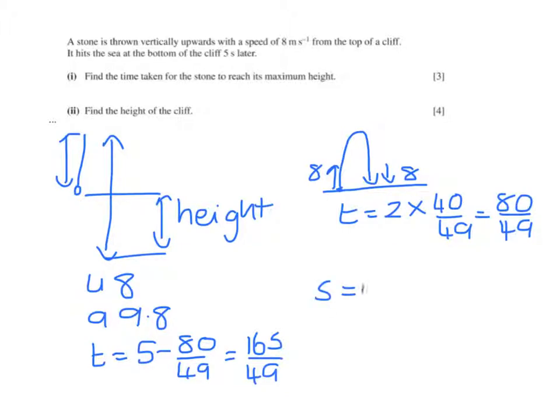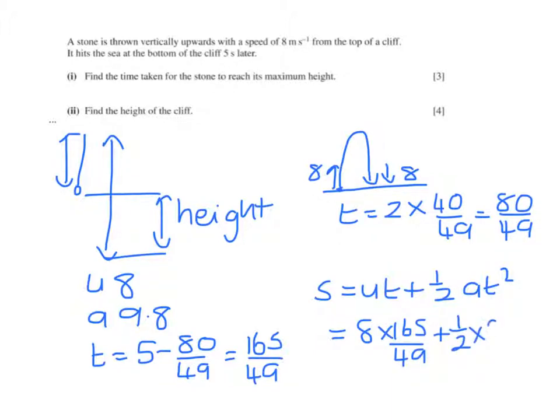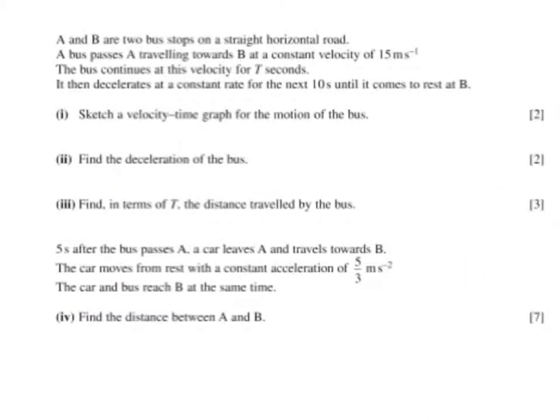So this time again, I'm using s equals ut plus 1/2 at squared. So that is 8 times 165 over 49 plus 1/2 times 9.8 times my 165 over 49 all squared. And I've just run out of a little bit of room there on the page. And that gives us 82.5 metres.